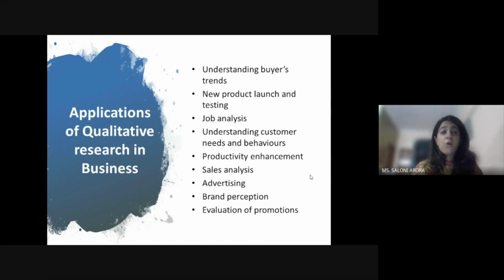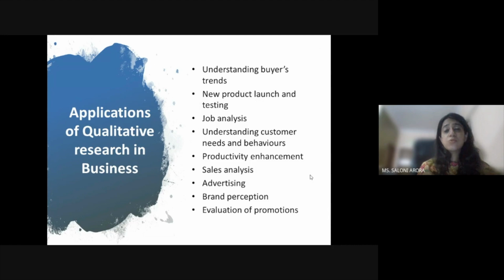Now, all these approaches and the subsequent methods can be applied in business. In fact, in today's time, they are very much applied in every little aspect of the business. First, understanding buyers' trend. Today, we talk about sustainable fashion. Are people going to buy a lot or are people going to restrict themselves from buying? You want to understand their trend. In order to understand their trend, you may go for a focus group, you may go for a survey, you may go for a one to one interview.